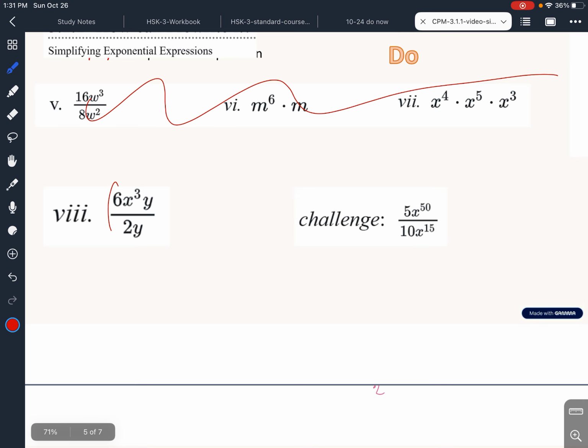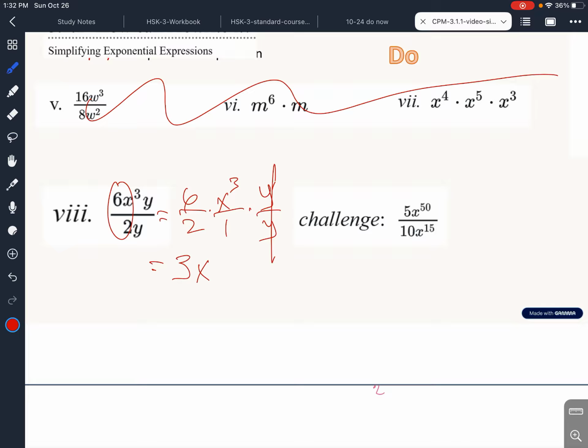All right, I'm going to take my like terms and put them together. So I can take 6 divided by 2. I only have one x, and I have y divided by y. Well, y divided by y we know is 1, as long as y is not equal to 0. And 6 divided by 2 is 3. So I have 3x to the power of 3.